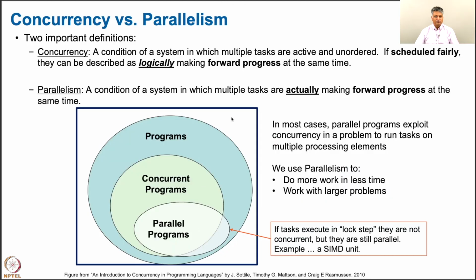So, if you think of the set of all programs which are out there, a subset of those programs would be concurrent programs, which are going in an active but unordered manner, but usually they are scheduled in some sense, hopefully fairly. In parallel programs, they are doing multiple tasks and making forward progress at the same time, but sometimes you could have parallel programs which are doing things in some sort of a lockstep. They are still parallel, but they are not concurrent, and we will look at these types of programs, called SIMD programs, later. What do we use parallelism for? To do more work in less time and also to work with much larger problems. So, essentially, parallelism exploits concurrency in a problem to run tasks on multiple processing elements.